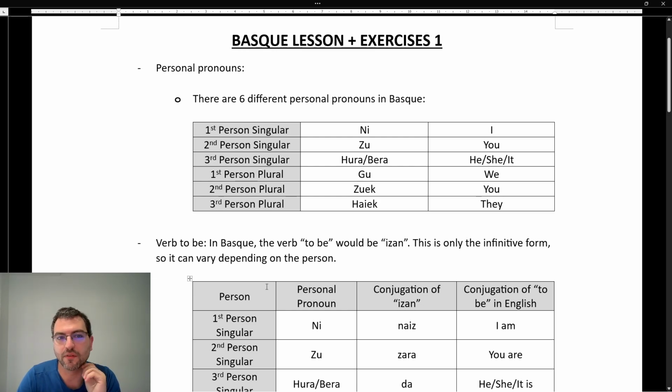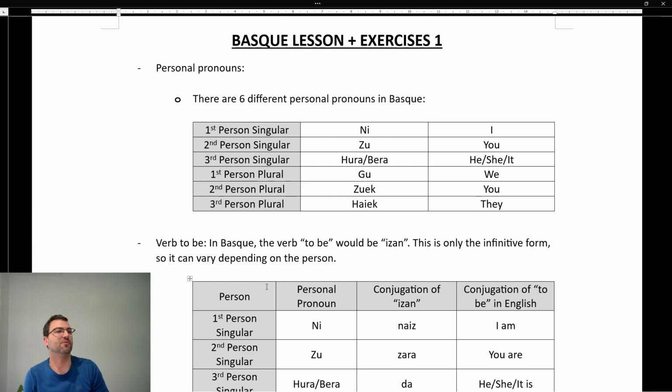In Basque Lesson 0, we just started to learn a little bit about Basque, more about its history and some basic phrases. And in this second one, we will start a little bit with grammar and vocabulary. Very basic, just to start knowing how Basque is.